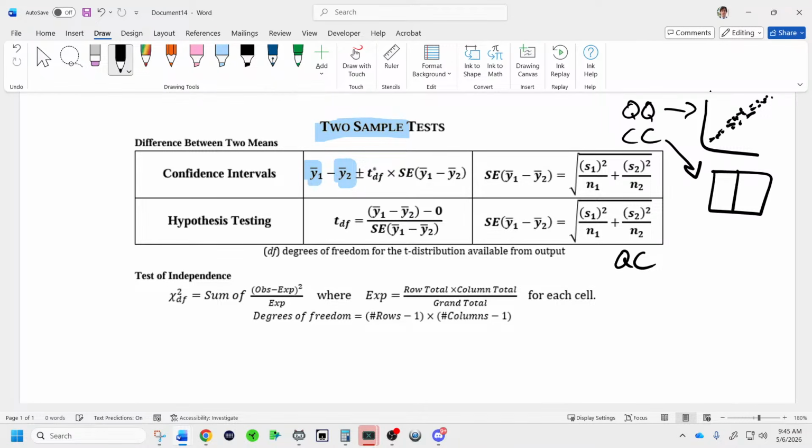Categorical is a mosaic plot, which is the chi-squared test of independence. So the top one is going to be regression. The next one is the chi-squared. And then this one down here is where we have side-by-side box plots.